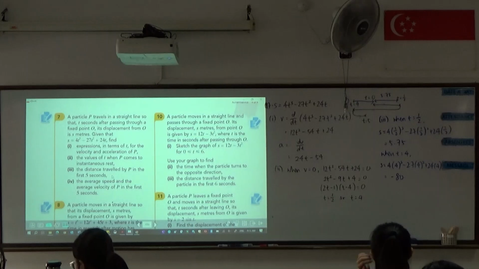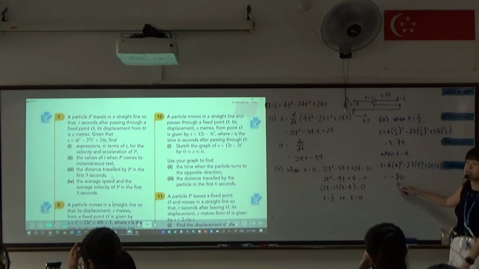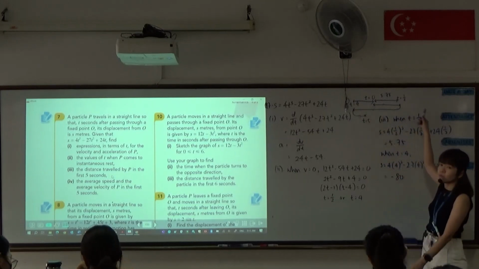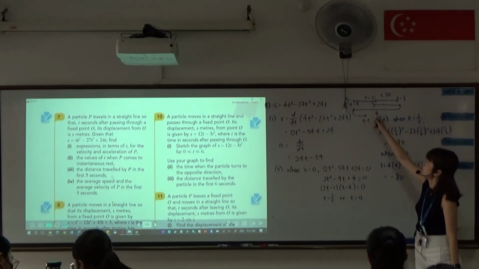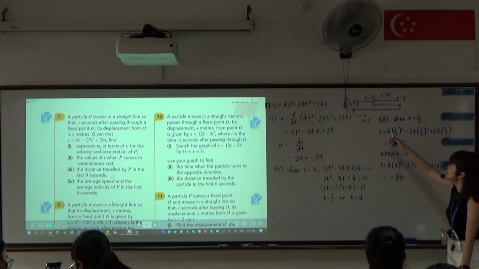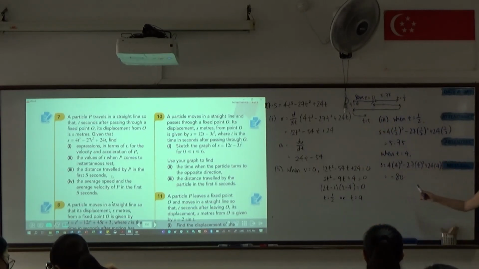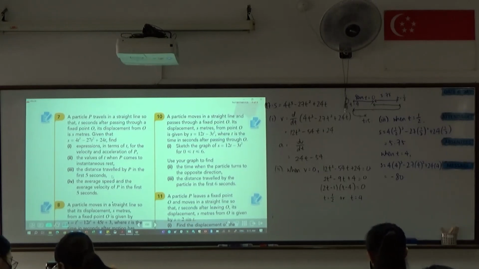So it does make sense to our diagram, because a negative displacement means that it is on the other side. When it is on the right, we usually take the right side as positive and the left side as negative. So this displacement is 80 meters. You can ignore the minus sign. The minus sign only tells us the direction.